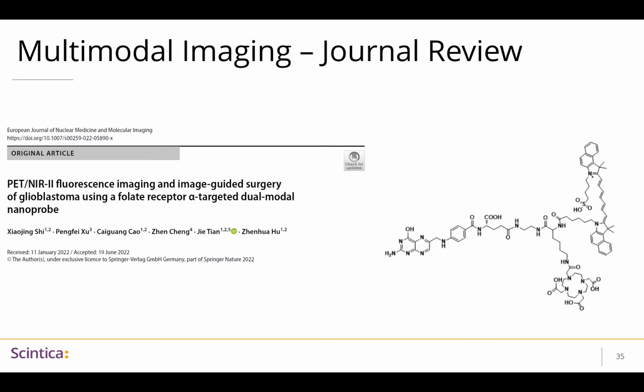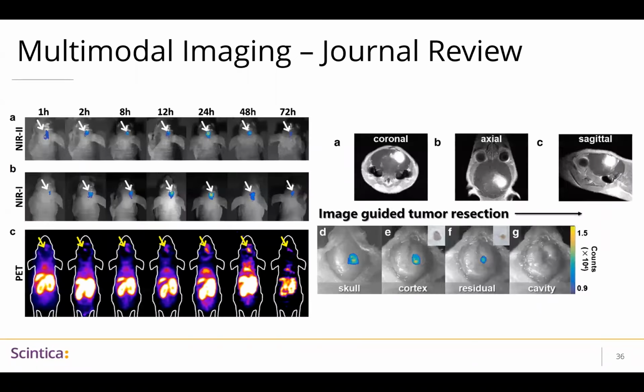So the goal of this study was to develop a near-infrared 2 agent, which was targeted specifically to the glioblastoma. So in this case, they know that the folate receptor is upregulated in glioblastoma. So they used folic acid, conjugated it to ICG, which is a clinically approved fluorophore. And then they also connected it to DOTA so that they could chelate copper-64 so that they could use PET imaging in the study as well.